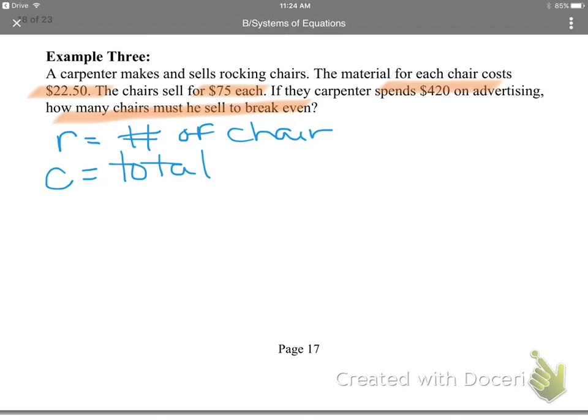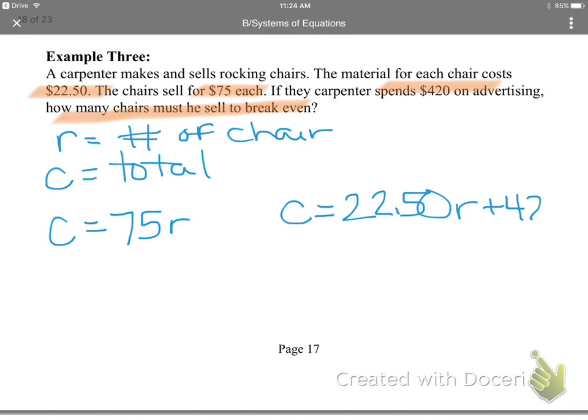Remember, we need to have one of how much the person buying a rocking chair pays. So that's C equals 75R. And then we need an equation where it talks about how much it's going to cost that carpenter to do this. So we've got our total C equals $22.50R plus 420 for advertising. We look at these two things and say, hey, they're equal to each other, so let's use substitution by setting them equal to each other.